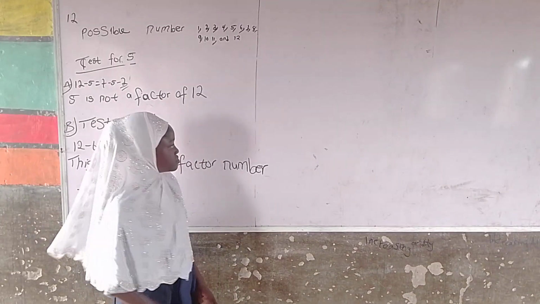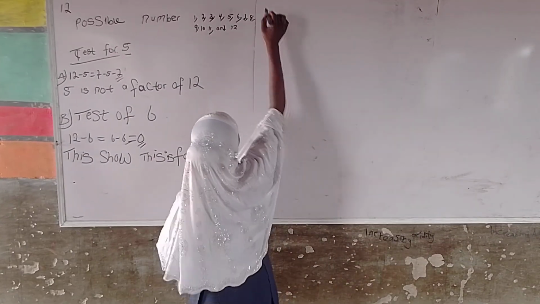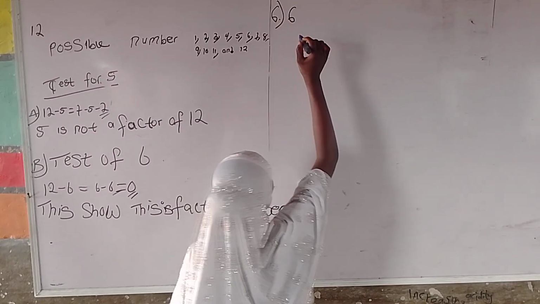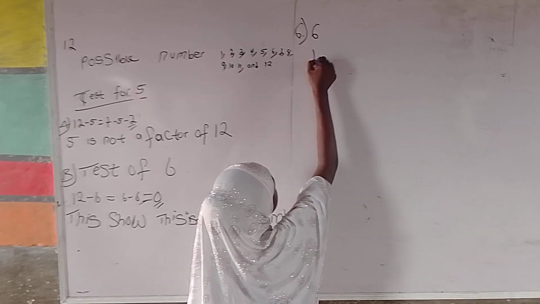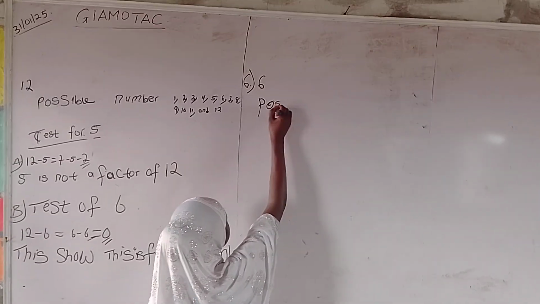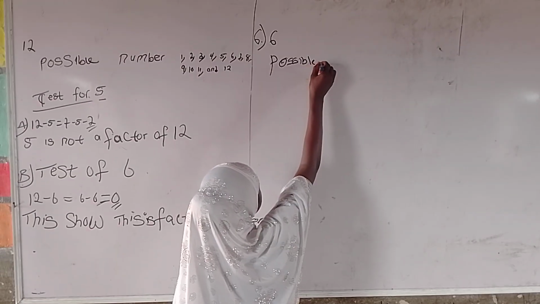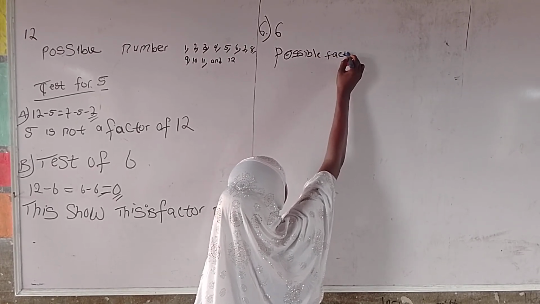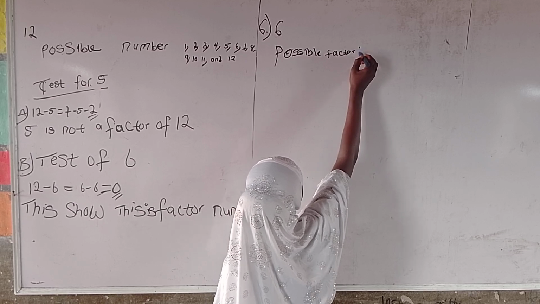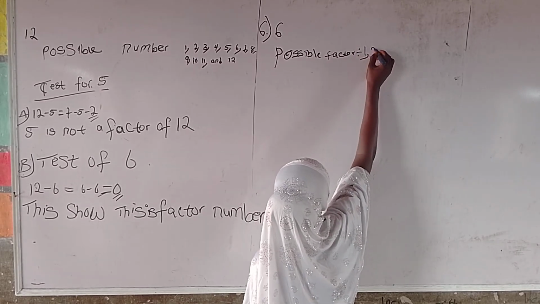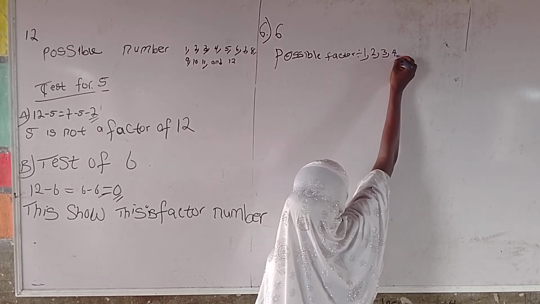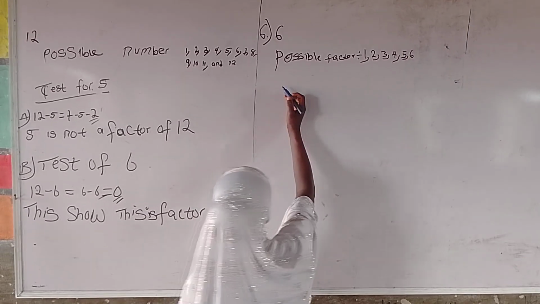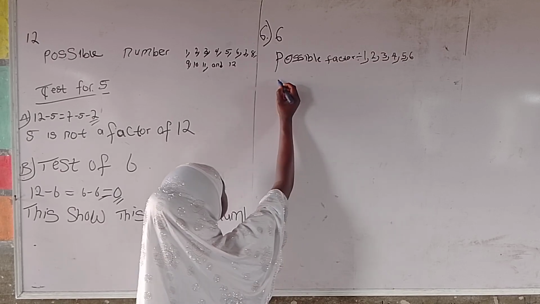Take for example the positive factors 1, 2, 3, 4, 5, and 6. We also know that 1 is a factor of 6.